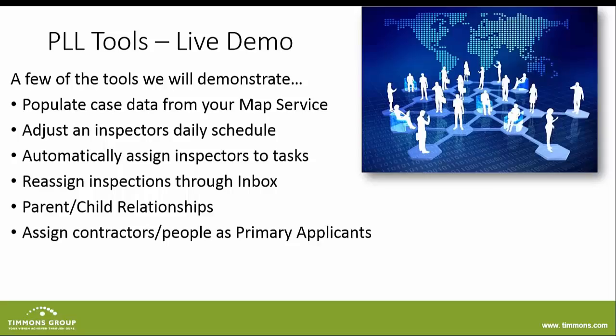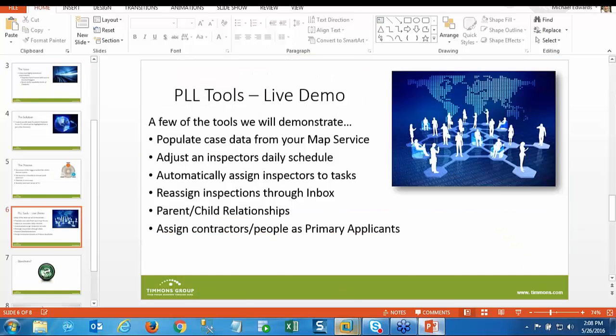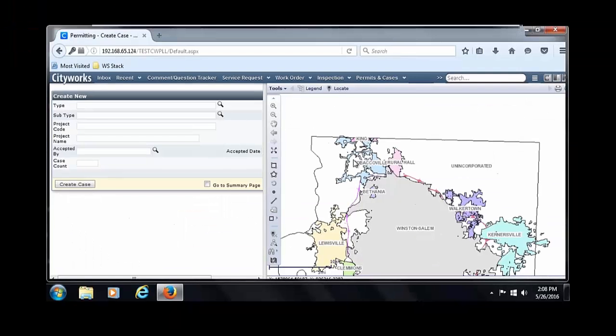We'll show you that. We'll take a look at parent-child relationships and how they can be extended in Cityworks, and also show an example of how you can assign contractors and people as primary applicants. And there'll be a few other tools sprinkled in as we go through the demo. So let me pull out of this PowerPoint and fire up our Cityworks.